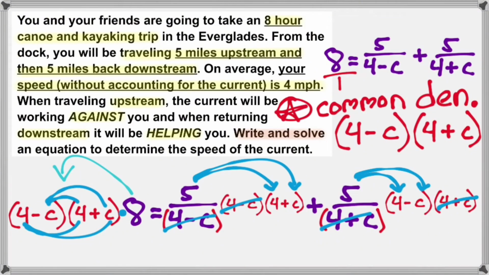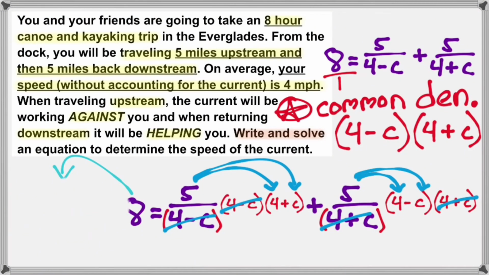It would be important to notice that the 8 did not have anything in the denominator that was going to cancel with our 4 minus c times 4 plus c. It is only the second and third pieces to this equation that have denominator chunks that can cancel out with our common denominator. The 8 is just going to distribute after these binomials are multiplied back together. There's a little bit of Algebra 1 for you right there. Hopefully you're able to keep up, and here is what things would look like.